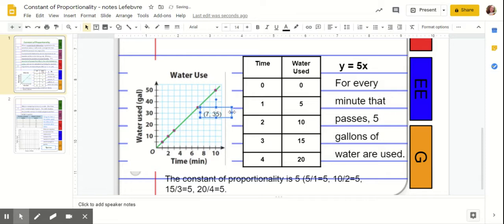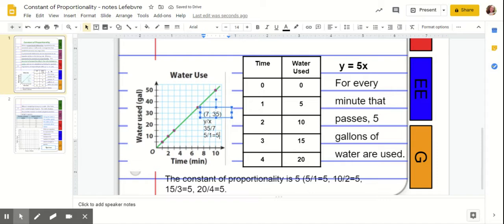The constant of proportionality can be calculated by doing the y value divided by the x value. So let's do that here. So if I do y divided by x, I'm going to be doing 35 divided by 7. Again, this is my x value. It's going second in this form. 35 divided by 7 simplifies to 5 over 1, or just 5.